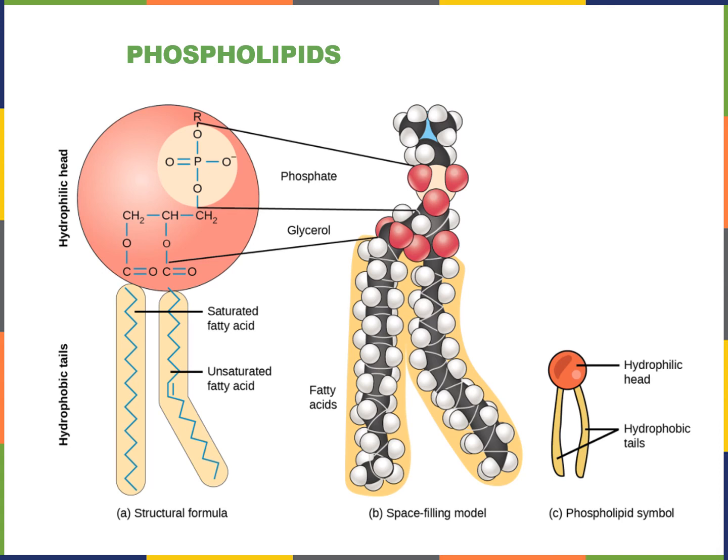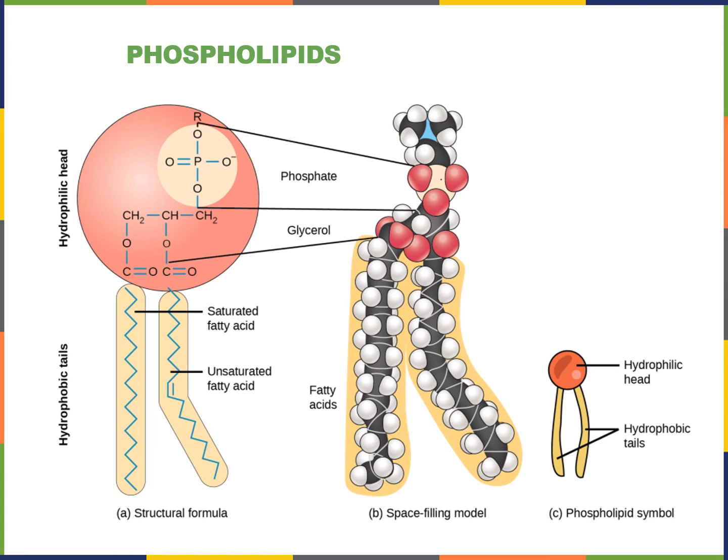Blue ball, phosphate. Black, carbons. Red, oxygens. So, you have the phosphate. I'm sorry, blue's not the phosphate. This pink right there is the phosphate. 1, 2, 3. And there's a 4th one hidden behind it. Oxygens. Going down to our 3-carbon glycerol, 2 fatty acid chains.